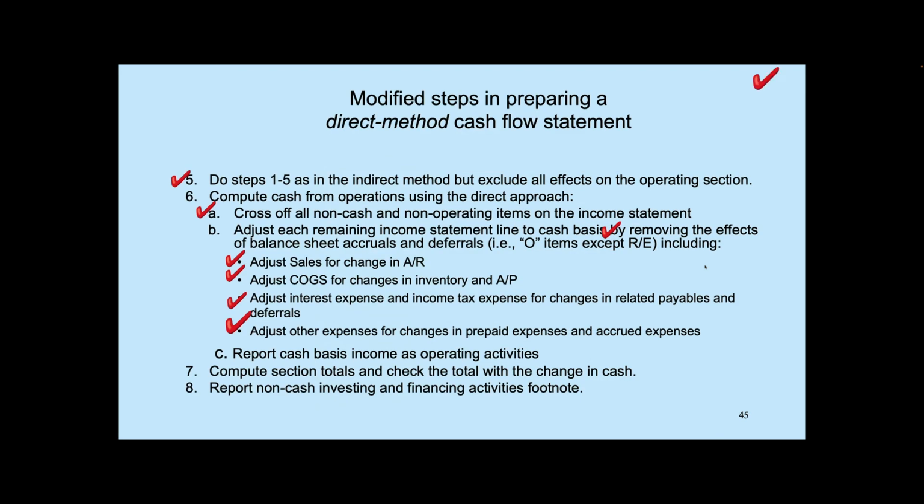Unfortunately, the direct method is not widely used in practice in the United States. So now we can check off these, and we get down to report the non-cash investing and financing activities footnote. The same facts exist, but this would be where you say bought equipment with a note payable or something like that. There could be a lot of different non-cash investing and financing activities, things that affect investments or financing activities. We didn't have any, so we'll check that off.